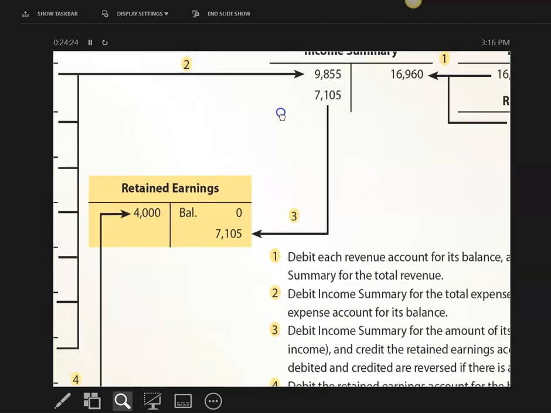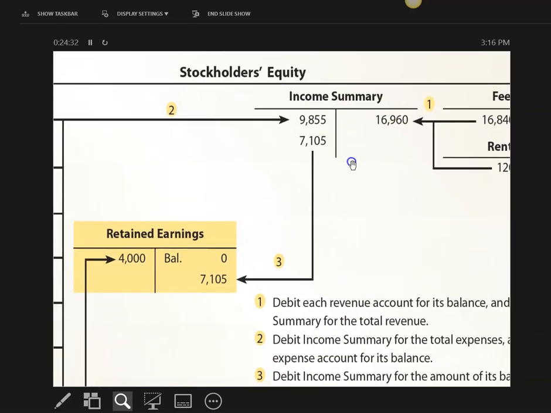Okay. Step 3 is close income summary. But the first thing we need to find out, don't look at this number here, is what is the balance? This is my revenue. This is my expenses. To balance it, I would subtract and put over here on this side 7105. So my net income is 7105. So step 3, my net income says debit income summary, credit retained earnings.